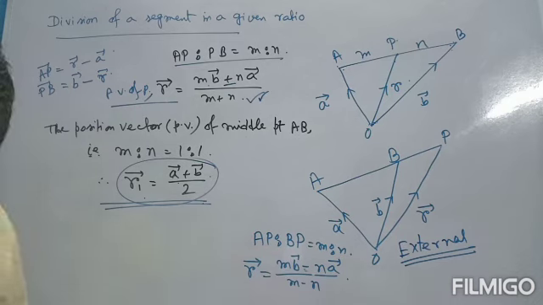Like in coordinate geometry, if a line segment with endpoints (x1, y1) and (x2, y2) is divided internally, the point is (mx2 plus nx1) by (m plus n), (my2 plus ny1) by (m plus n). For external division, it is minus. Is it clear? Very easy.